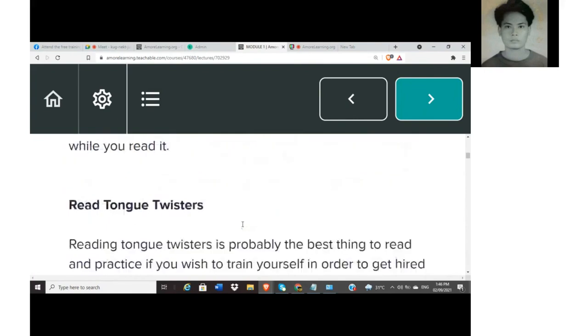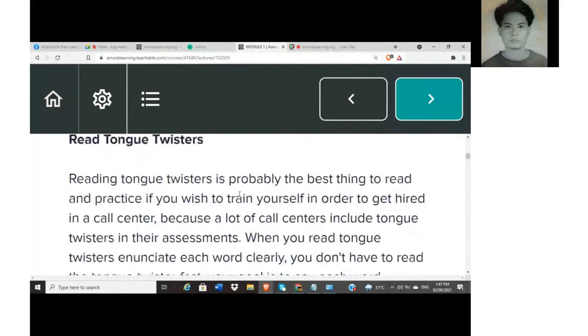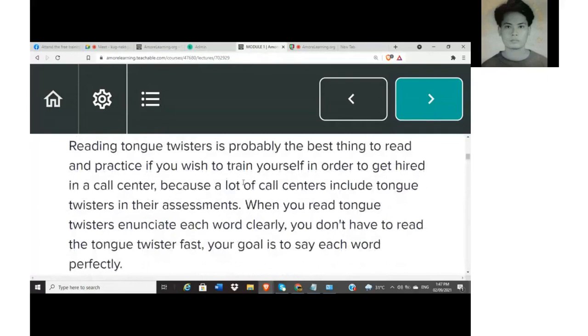In the old days, probably 2001, 2, 3, 4, call centers would let you read tongue twisters. I'm not sure if there are still call centers who do that, but in the old days they tried to find out if you could read tongue twisters. So reading tongue twisters is probably one of the best things to do to practice, to train yourself in order to get hired in a call center. A lot of call centers include tongue twisters, as I've mentioned, in their assessments.